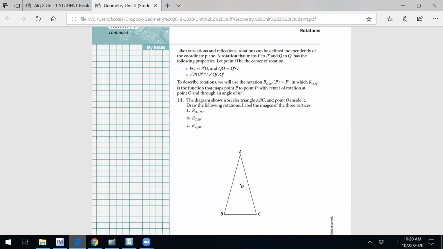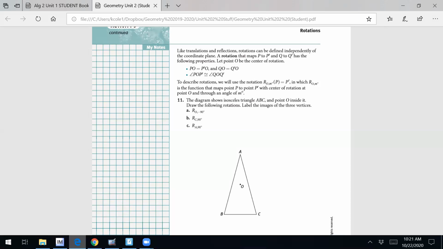Okay, so if we look here, you can see R_O. So O would be the center, negative 90 degrees. Negative 90 degrees means that we're going counterclockwise. Okay, so if they make it negative, we're going back. This one says R_C. So who would be the center? C. C would be our center of rotation, and we're going 90 degrees clockwise. Okay, R_A. A is the center, and we're going 90 degrees clockwise.